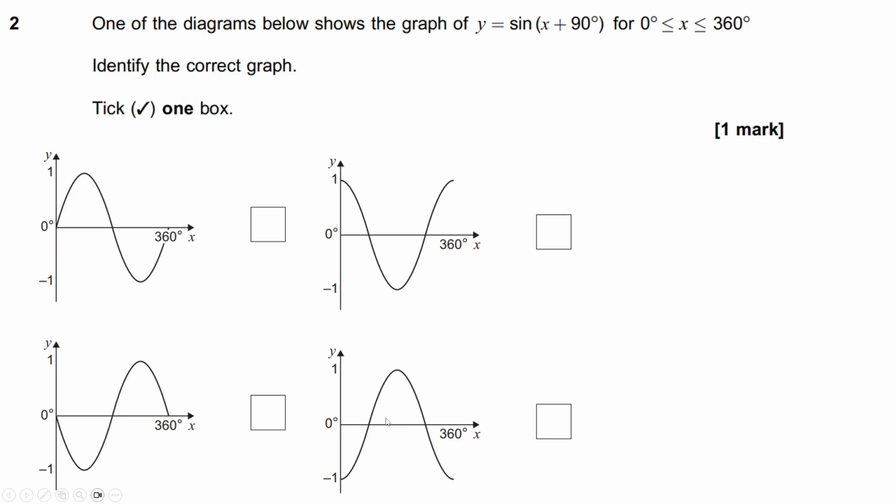It can't be this one because if you imagine sine starts like this and then goes up. Okay, so its first peak is at 90 degrees and it's being moved to the left here. And then this here will be moved to the left. So then it'll finish up here. So it's this one here.